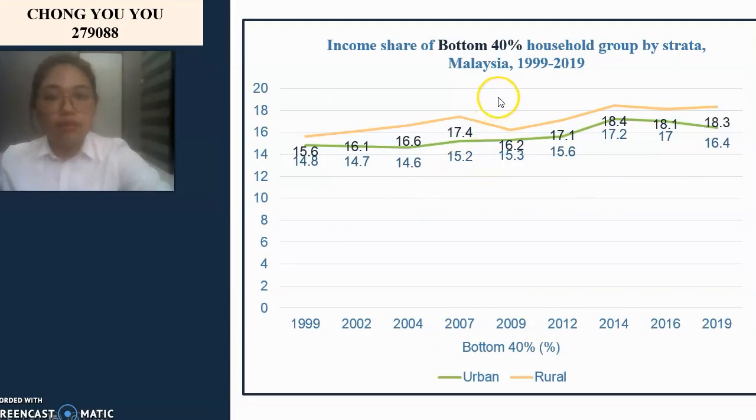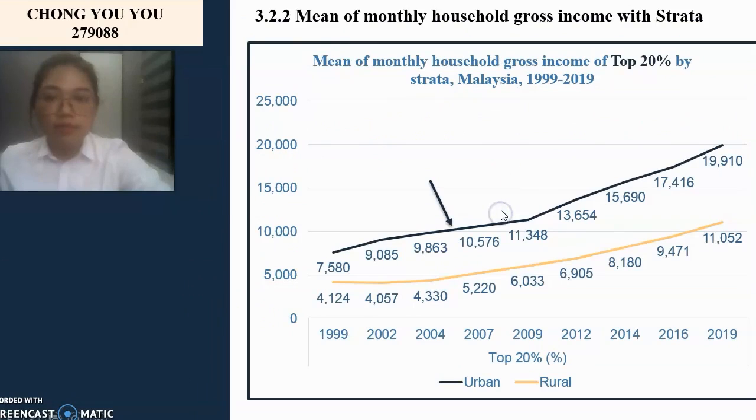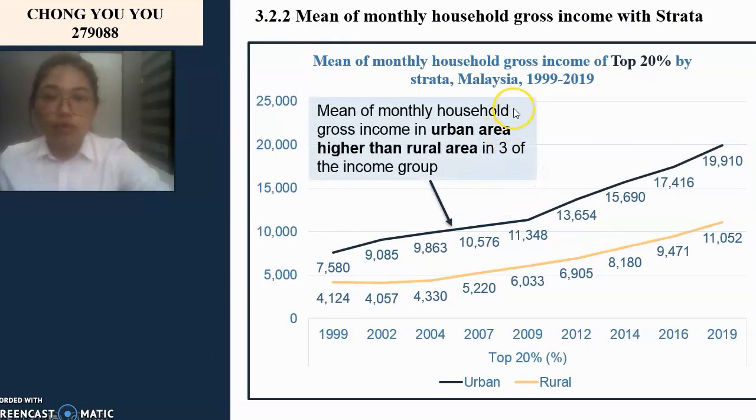Then is the B40 household group. We can see that there is a close gap between both strata. This is the result of the government putting effort into the poverty alleviation issue. The government has launched a few programs to solve this issue, such as One Charisma, BRIN, and the NEP development plan. So second is the mean of the monthly household gross income by strata.